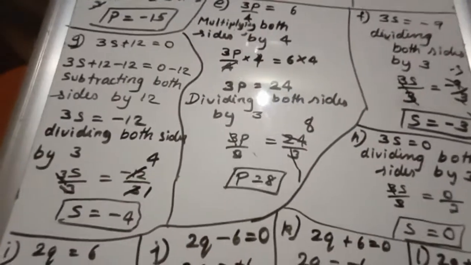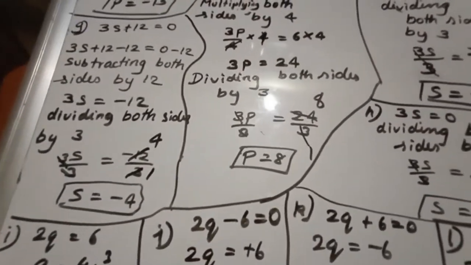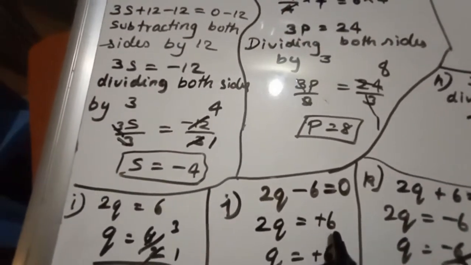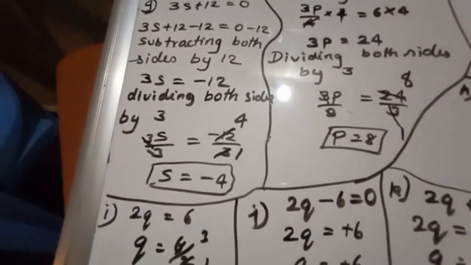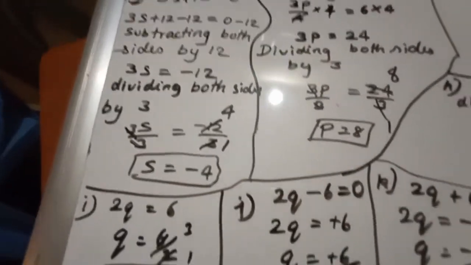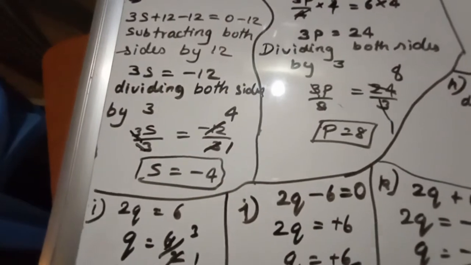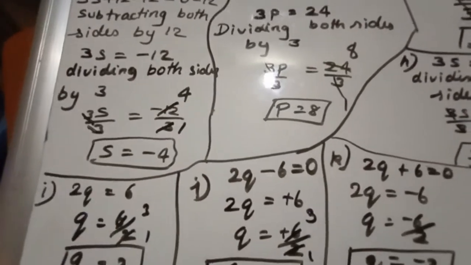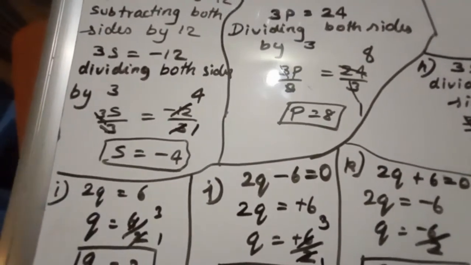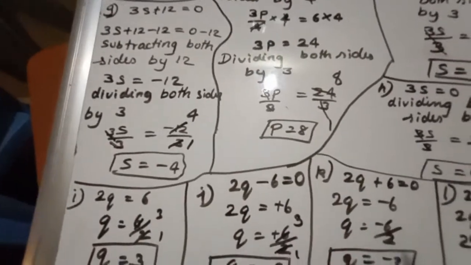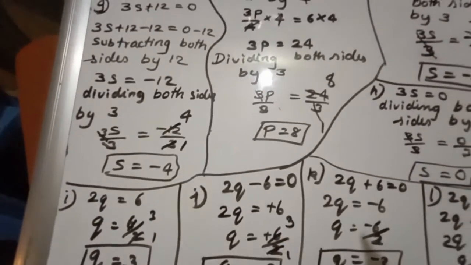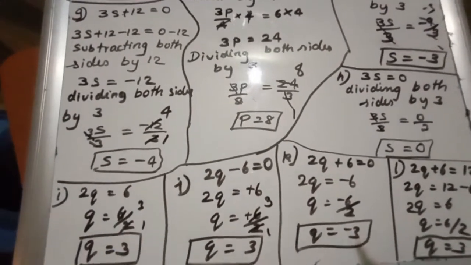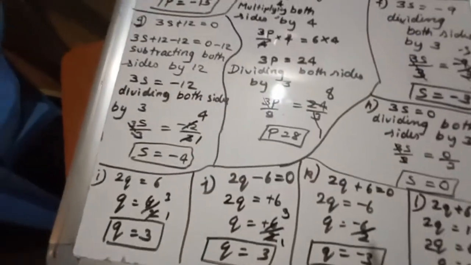Now 2q minus 6 is equal to 0. Now if I shift minus 6, it becomes plus 6. Now I want to keep only q, so this multiplication by 2 becomes division. When we transfer from the left hand side to the right hand side, we will get q is equal to 3. But my dear students, when we are transferring, as I told you, multiplication becomes division, division becomes multiplication, addition becomes subtraction, subtraction becomes addition. Just reverse or opposite operations.